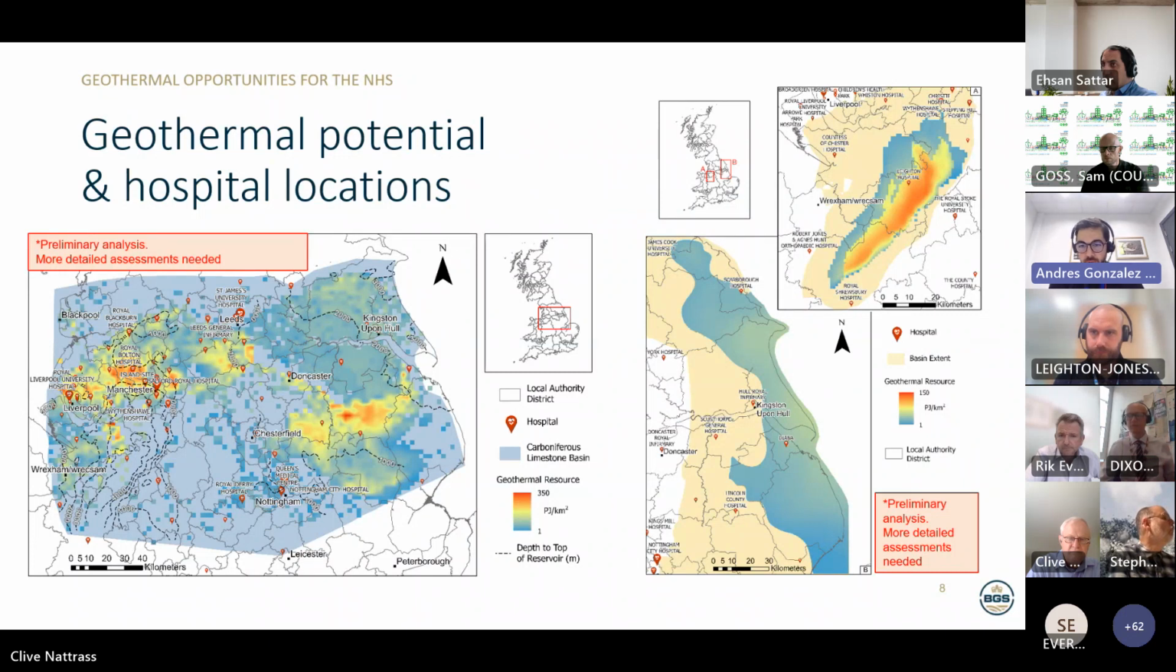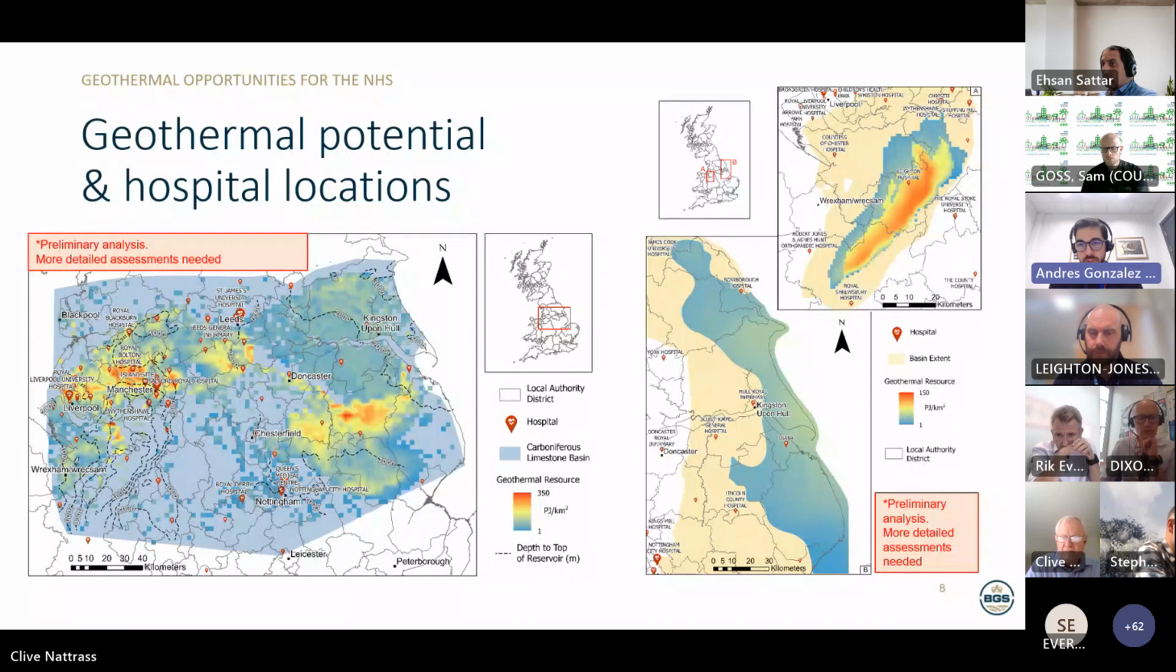And at the right, we have two different basins, in this case for the Sherwood sandstone. So we have one for Cheshire and we have one for the east. And it's a Sherwood sandstone, so it has a different type of aquifer, but you can see as well that there are some areas of interest.